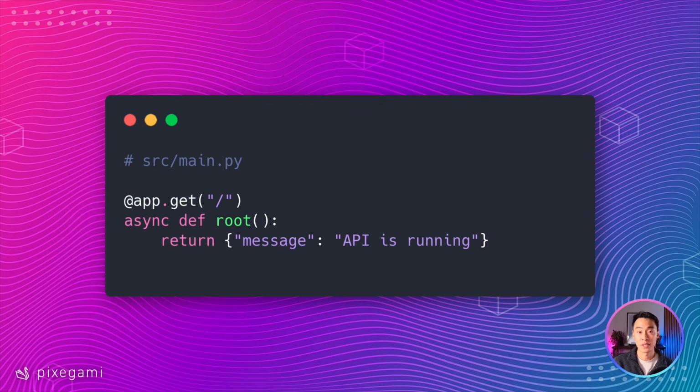With our request and response models created, we can now define the actual endpoints. And this is how you define an endpoint in FastAPI. You use this app decorator and then create a function that will be executed when the user visits that endpoint. And here, our endpoint doesn't really do anything special. It just returns a message that tells us that the server is running.